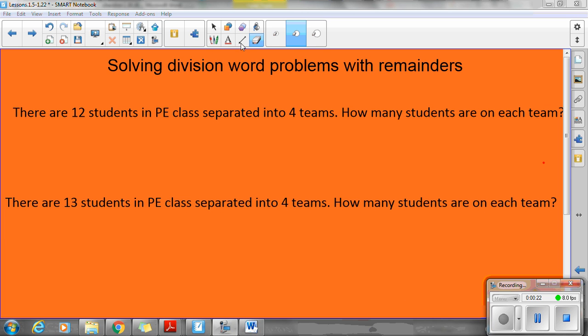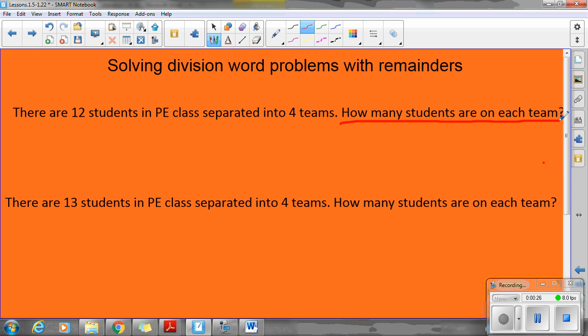Sometimes when the question is asking you how many students are on each team, it wants to know for the one team how many students are on it, for the next team how many students are on it. So it's a kind of clue to let you know that even though there are 12 total students, there are only 4 teams and there's the same amount on each team. So we could use grouping just like we do for multiplication to solve it.